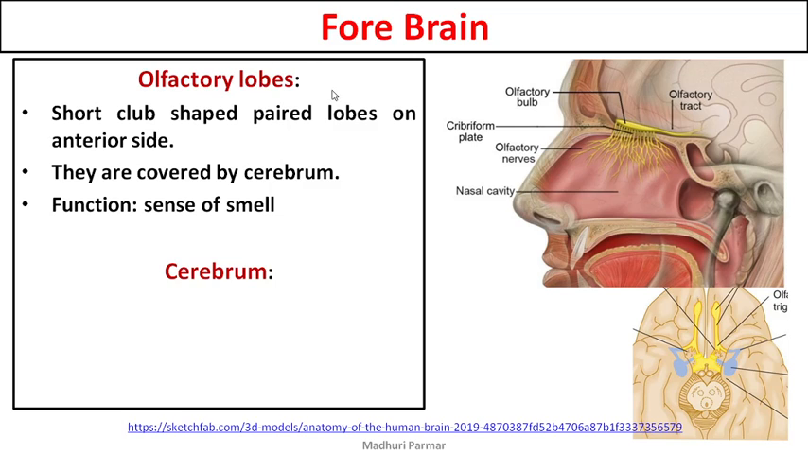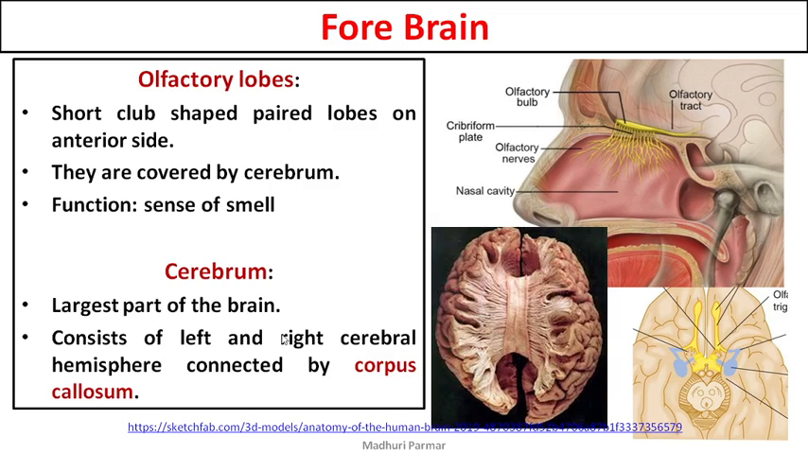After olfactory lobes, the second part of your forebrain is called the cerebrum, or cerebral hemispheres. It is the largest part of your brain. It consists of left and right cerebral hemispheres. Hemisphere means half spherical structures. This can be your right cerebral hemisphere, and this is your left cerebral hemisphere.